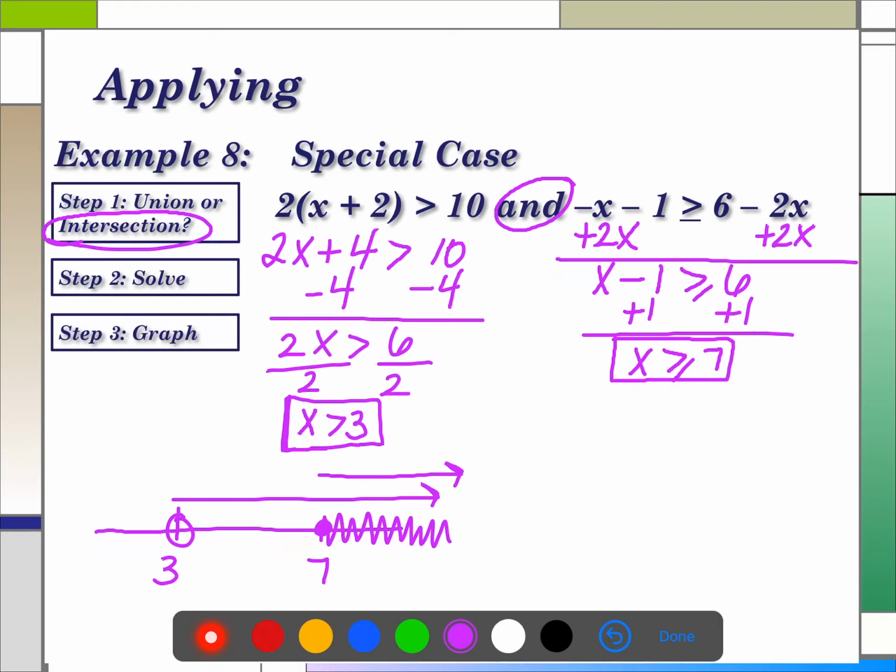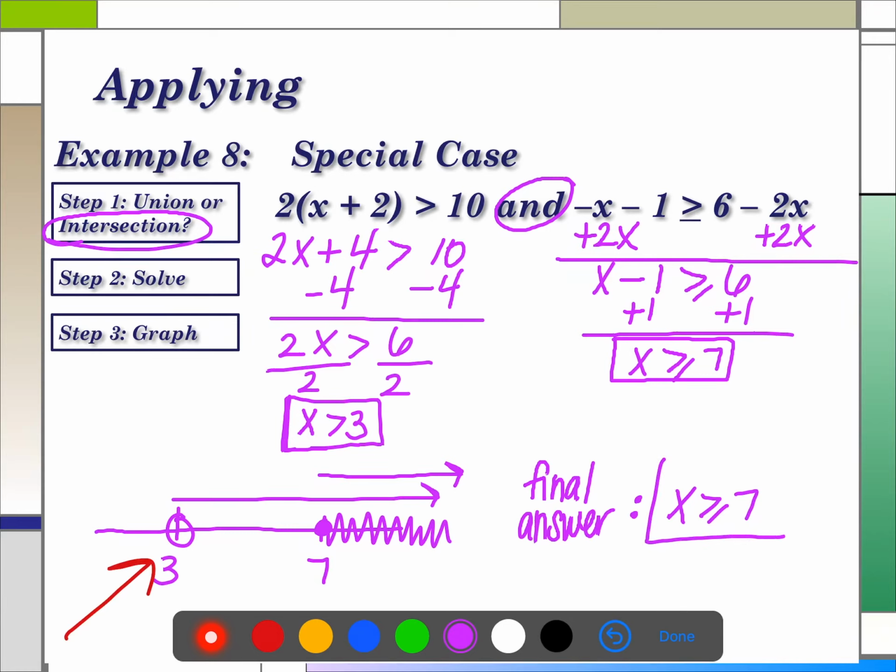So now when I write my final answer, I have to read the graph and make sure that both of the statements I solved with are even part of my final answer anymore. And they're not, because the 3 is not included in any of the shading. Only greater than 7. So my final answer here is really x is greater than or equal to 7.